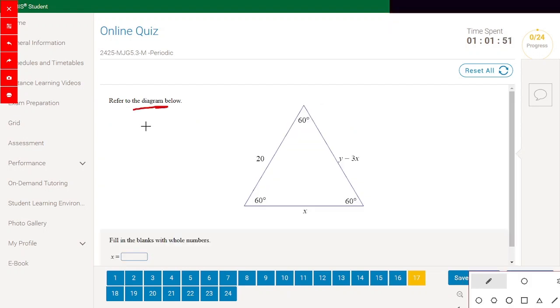Refer to the diagram below, fill in the blanks with the whole number for x. Okay, I have here this triangle. Angles are 60, 60, 60. Three angles are equal. That means this is an equilateral triangle, meaning all sides are equal. Now I have here this side is 20, this side is x, so that means x would be equal to 20.